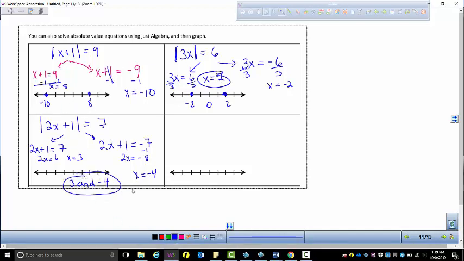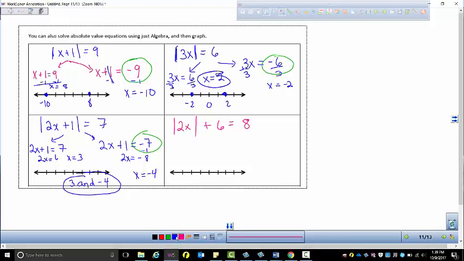So what you need to remember is the second equation, you have to change this to the opposite because absolute value can go to the right or the left because it's the distance from 0. So what if you have this? What if you have the absolute value of 2x plus 6 equals 8?